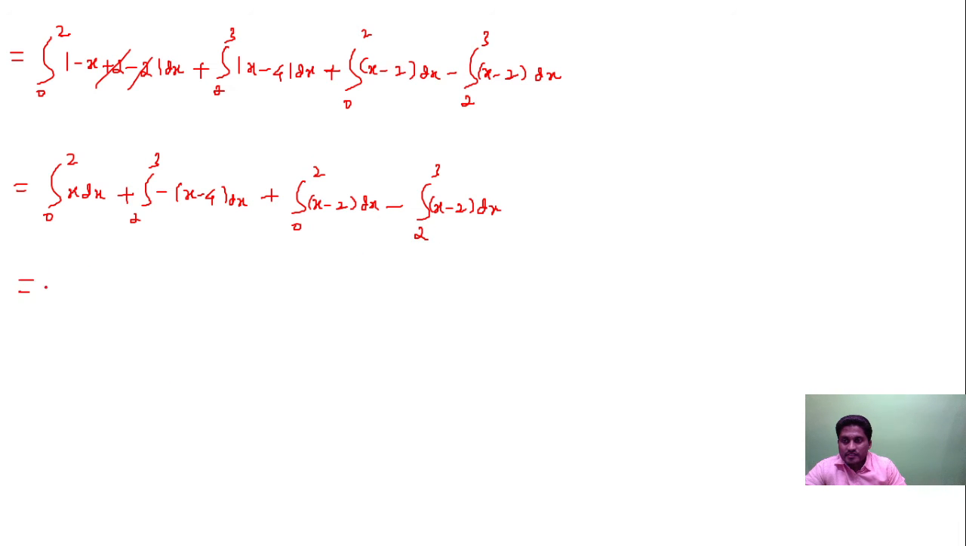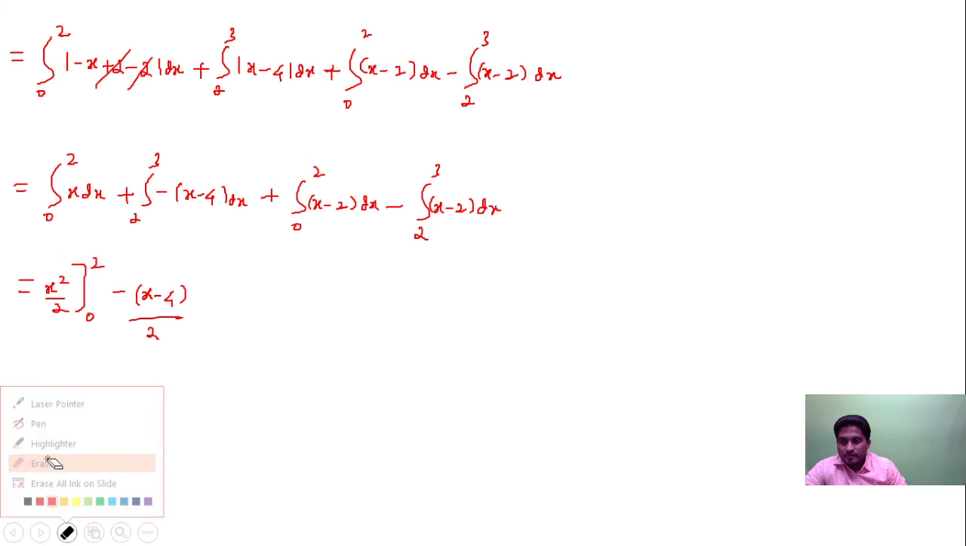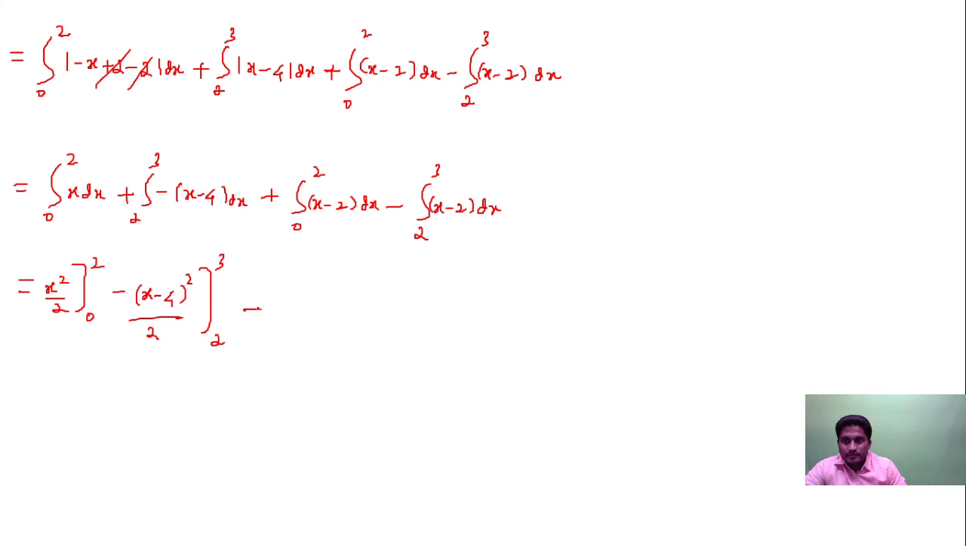So integration of x is x square by 2, between the limits 0 to 2. Integration of x is x square by 2, between the limits 2 to 3. So this is whole square by 2, between the limits 2 to 3. Integration of x is x square by 2, between the limits 0 to 2. Again, integration of x is x square by 2, between the limits 2 to 3.